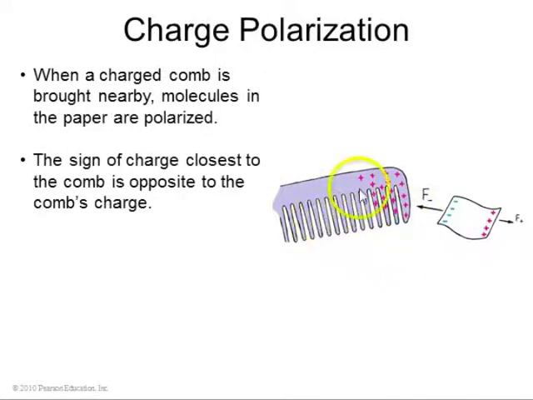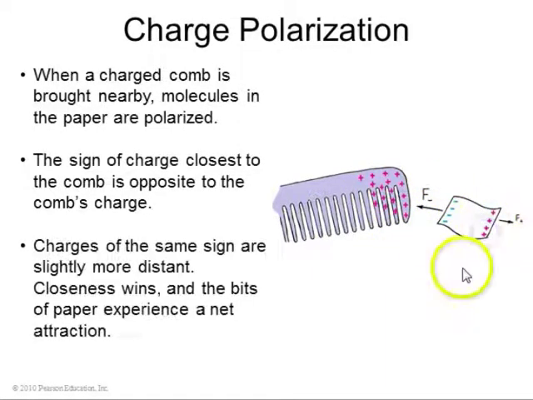So, for example, here's a positively charged comb brought next to a tiny piece of paper. Well, that positive charge can polarize the paper. It can pull the negative charges to the side that's closer to the comb and push the positive charges to the side that's further away. But if you look at Coulomb's law, it says that closeness creates a bigger force. Right? This is the inverse square law. So this attractive force towards the comb is bigger than the repulsive force, and the net force on the piece of paper always ends up being attractive.